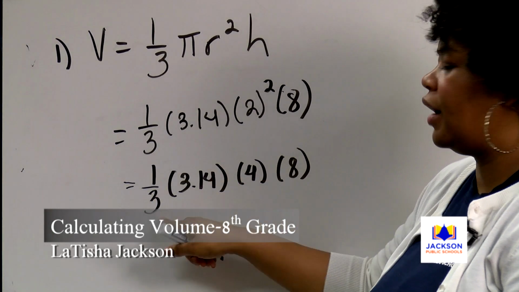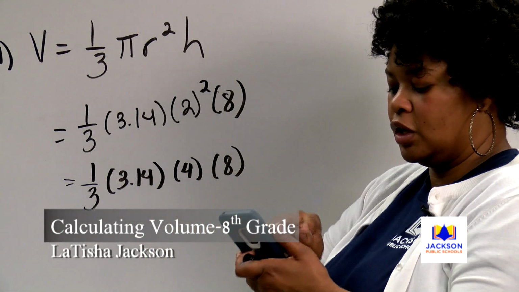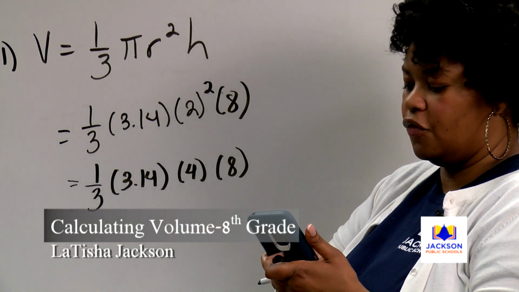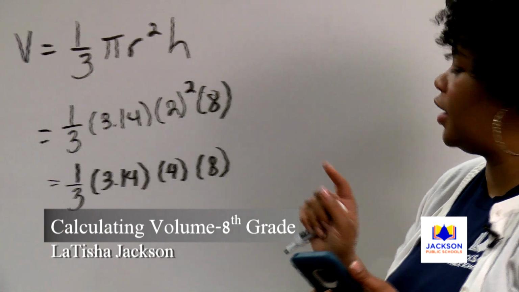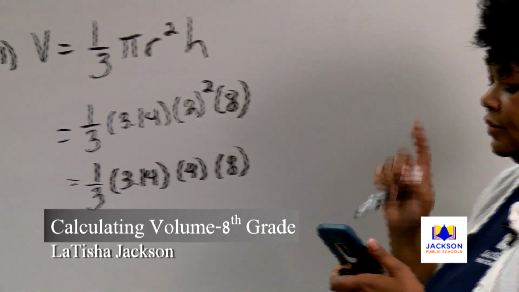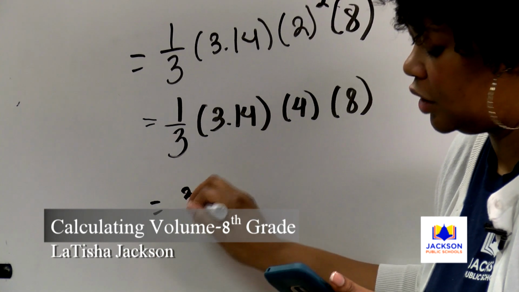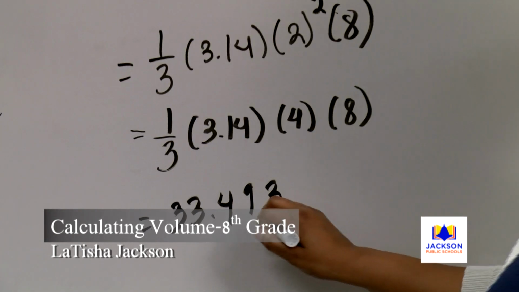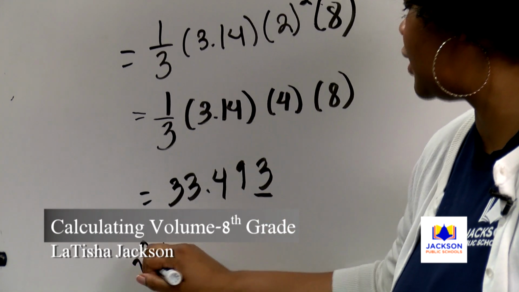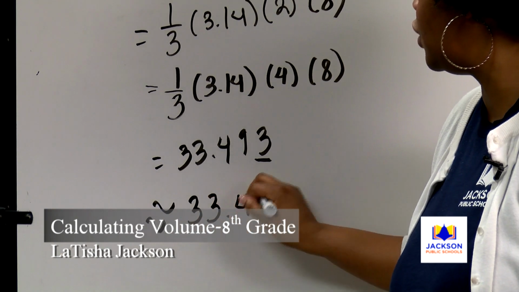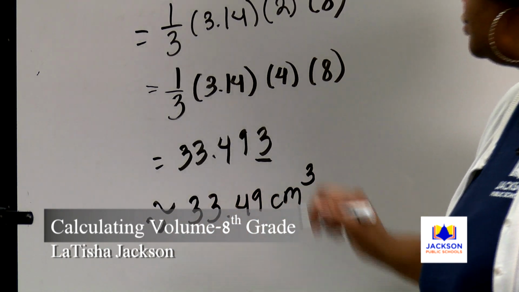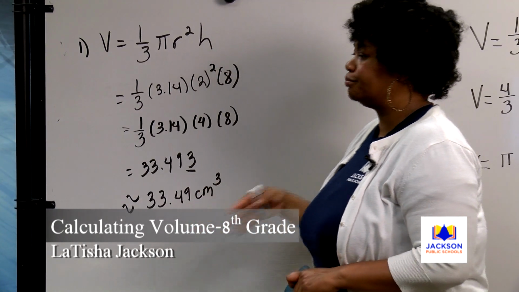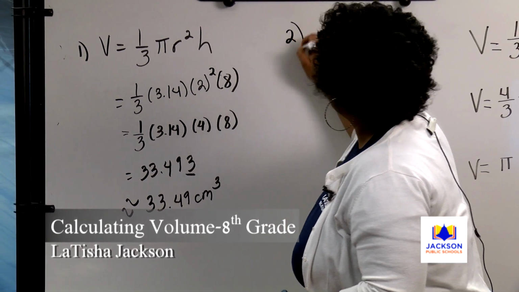So 1/3, we represent it as 1 divided by 3. So 1 divided by 3 equals, and then we say times 3.14 times 4 times 8, and that gives us 33.493. I'm going to round to the nearest hundredths, so I'm going to approximate that to be 33.49 centimeters cubed. Whenever you're doing volume, it's cubed. Just like with area, it's always squared. With volume, it's always cubed. Great. So we'll try number 2.